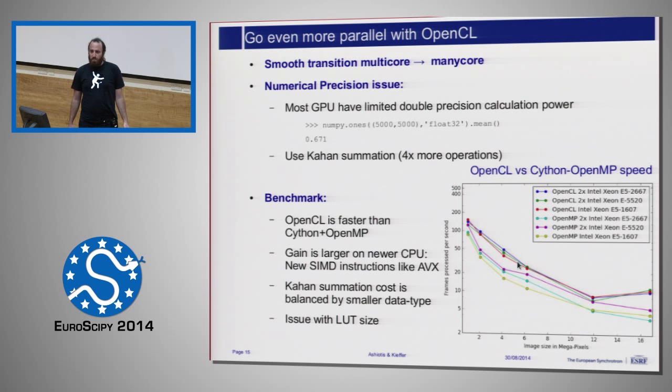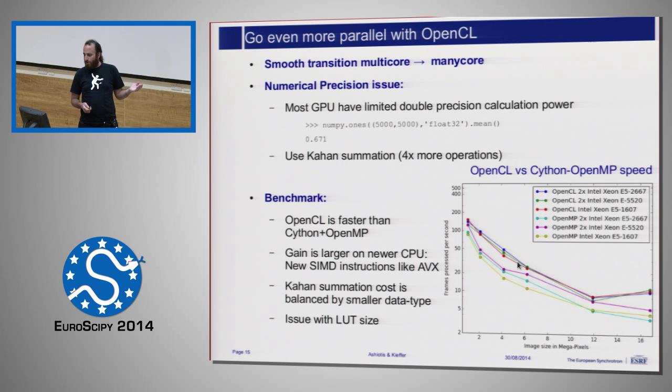As you might know, most of the GPUs have limited support for double precision arithmetic. So we're forced to use 32-bit floats, but this could result in problems when dealing with big sums, because as displayed by that code, the average of a big array of ones is not actually one. What we did was to use Kahan summation, which is a technique for correcting the sum.